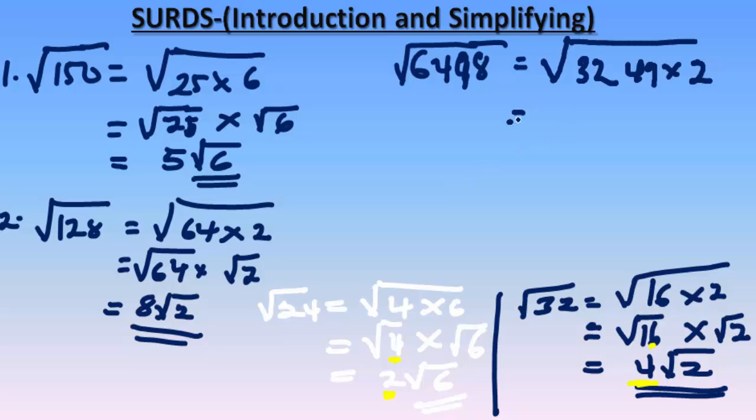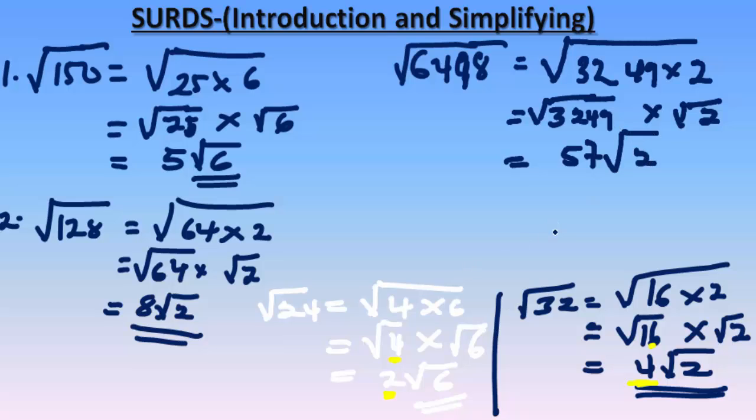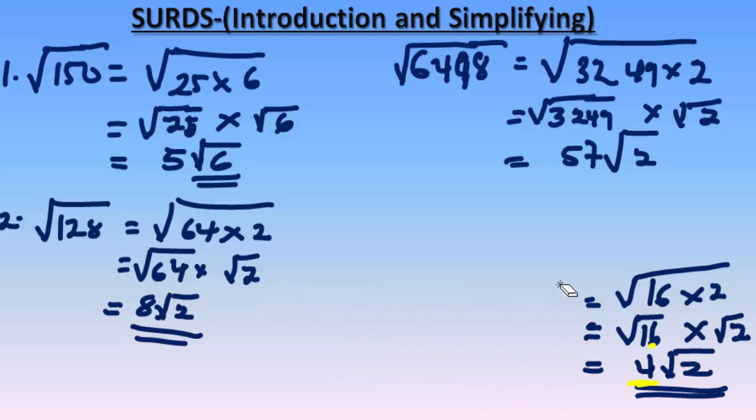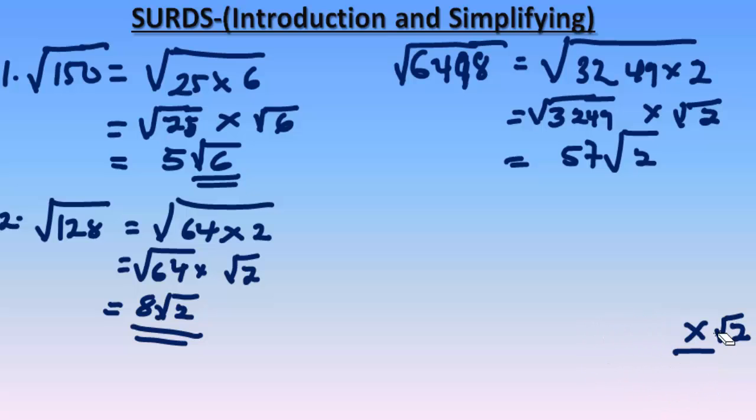So here we go. We have root of 3249 multiplied by root of 2, and you already know that root of this is 57. So 57 root 2. It is very simple. In this case, it will seem like you have not used the calculator, but anyway, it helped you to find the factors to simplify your surd. Good. So let's take another example.